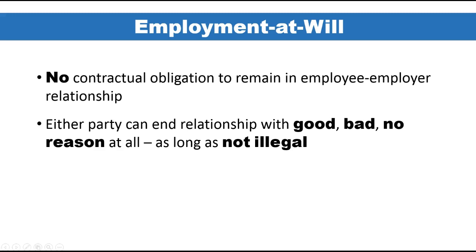The predominant employment condition for most workers in the US is that of employment at will. This is where there is no contractual obligation to remain in an employee-employer relationship. This is where either party can end the relationship with good, bad, or no reason at all, as long as that reason is not illegal.